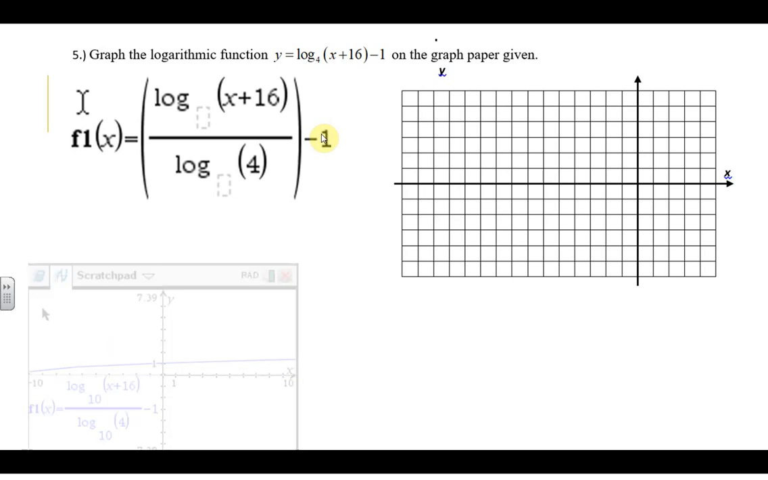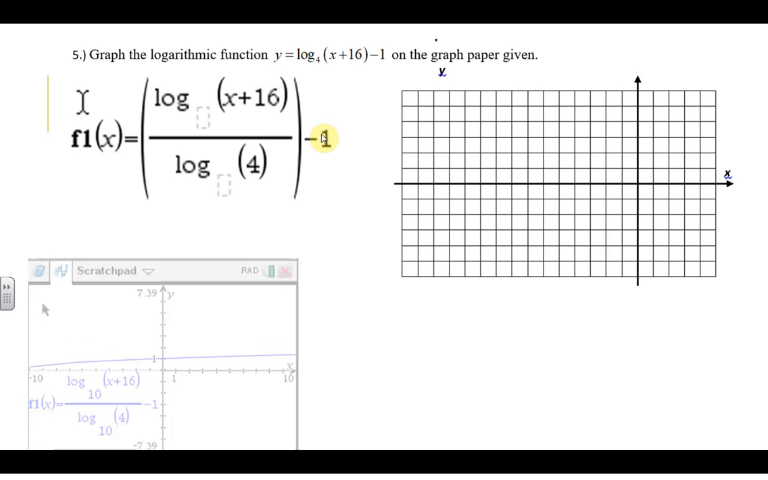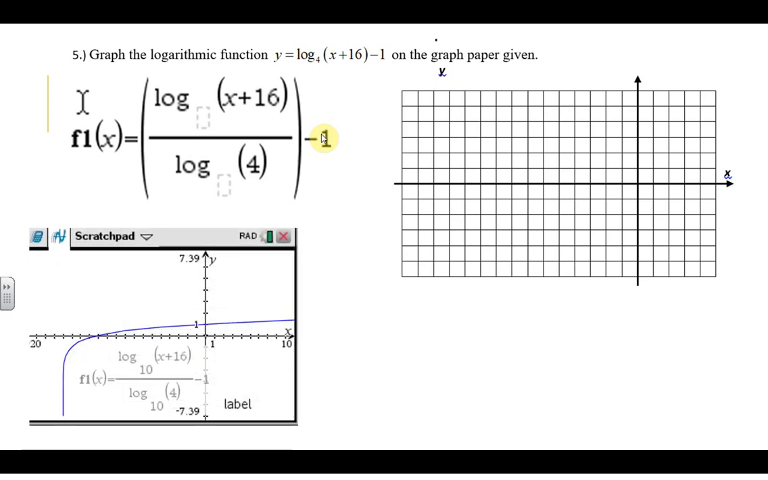This is what first pops up. You have to be able to adjust your window sometimes. So I went into my window settings, and I knew looking at that expression it would be greater than negative 16. Remember, set that equal to 0, greater than 0, and solve it for your domain. Then that looks a little better, so I know where I'm going.